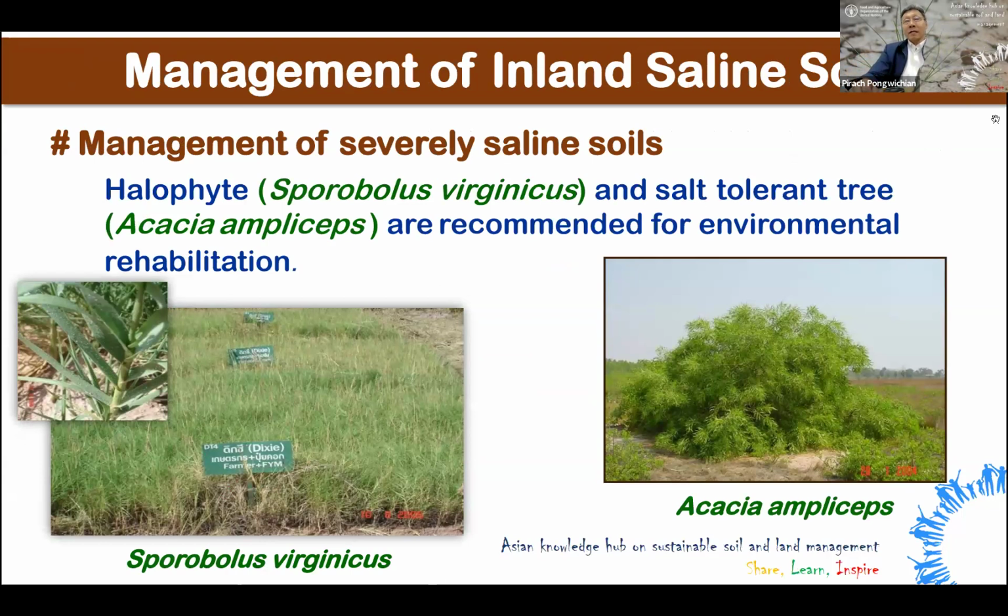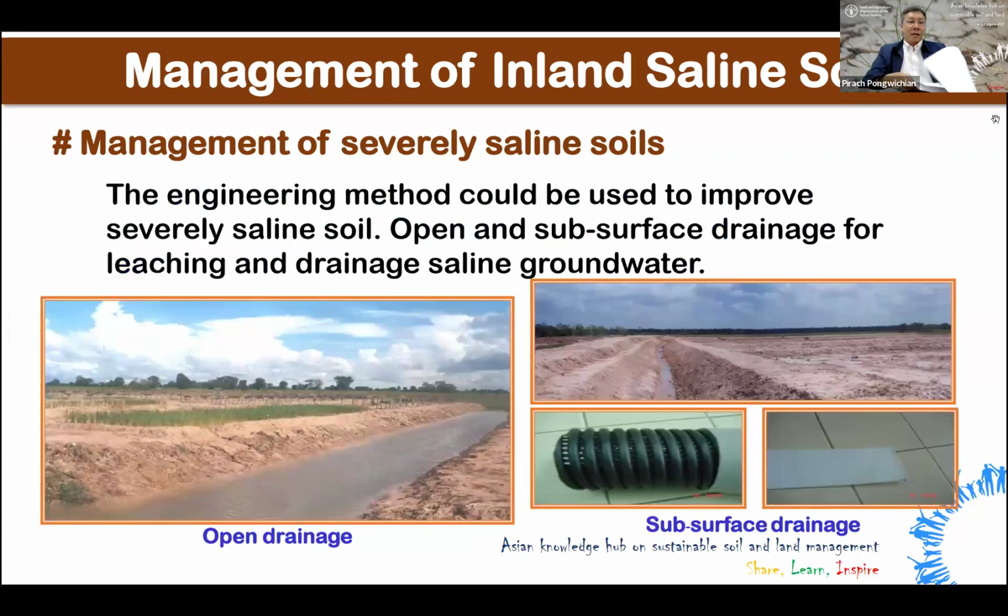And for severely saline soil, halophytes such as Sporobolus virginicus, and salt tolerant trees, namely Acacia ambicep, are recommended for environmental rehabilitation. And the other method for management of severely saline soil is the engineering method. It could be used to improve severely saline soil.